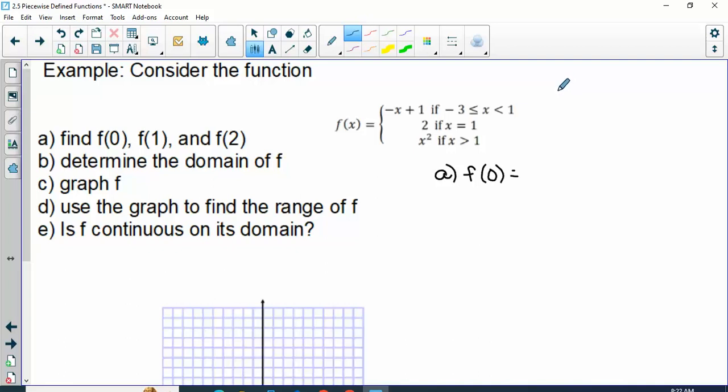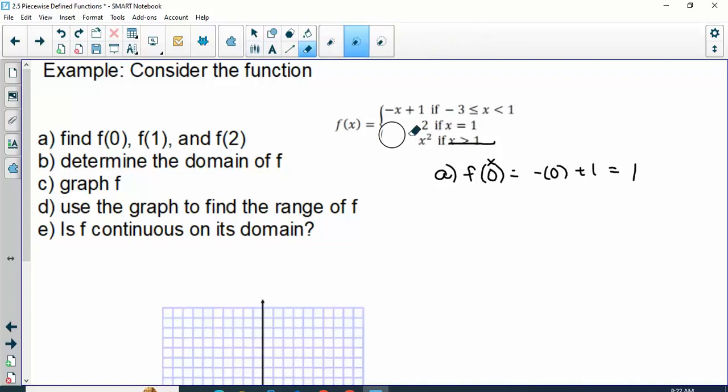2 if x is equal to 1. No. 0 is my x. Is 0 greater than 1? Nope, 0 isn't greater than 1. 0 is not equal to 1. Is 0 between negative 3 and 1? So that's the piece we plug it into. So you have the opposite of 0 plus 1, and we get 1.